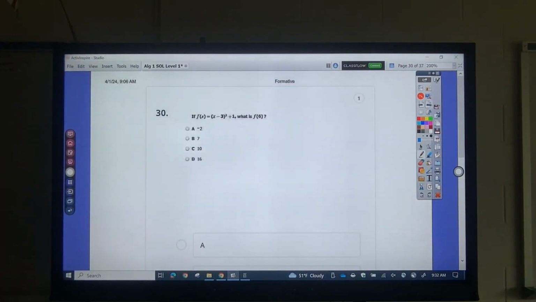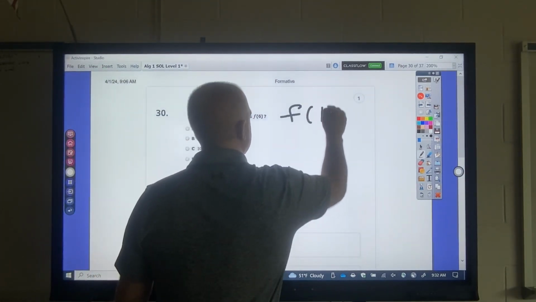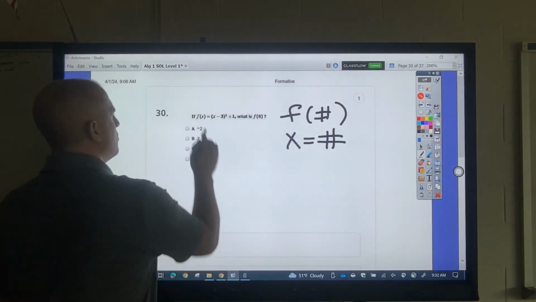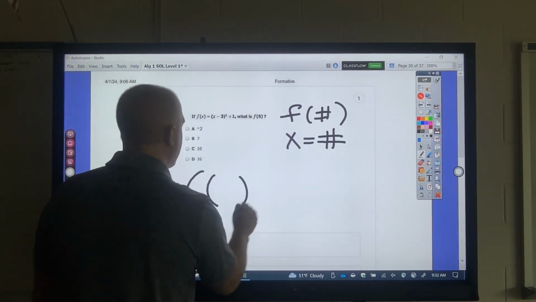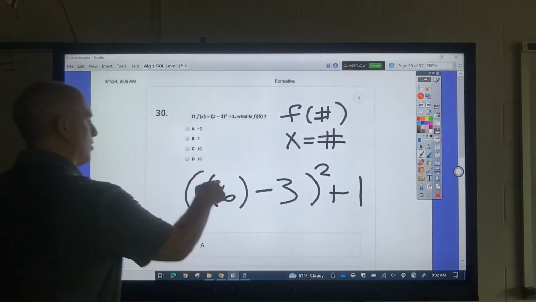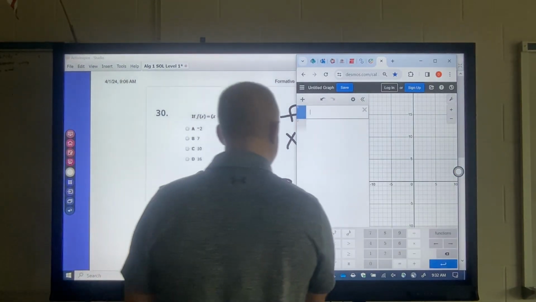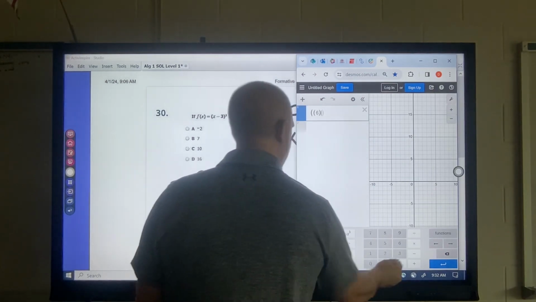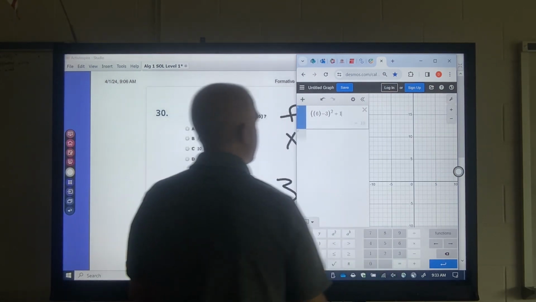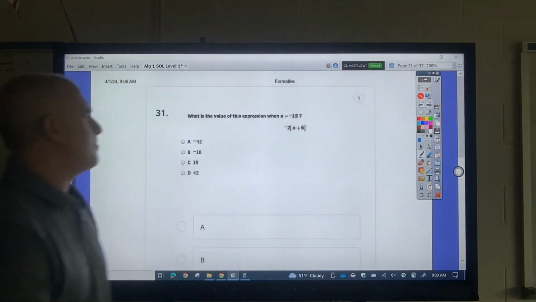Okay, now, these are the evaluating questions. Whether it's f of some number, or they tell you x equals some number, what you want to do is, in that spot where that thing is, put a parenthesis with that number. Then all I have to do is calculate it: parenthesis 6 minus 3, parenthesis squared, plus 1 tells me 10. Okay? All right? We'll go through some of those examples.